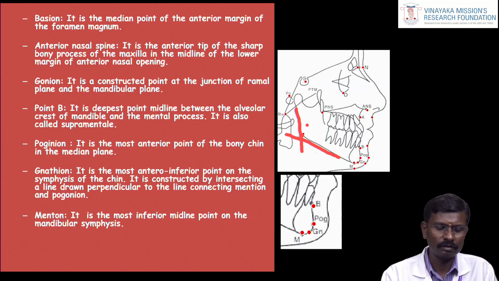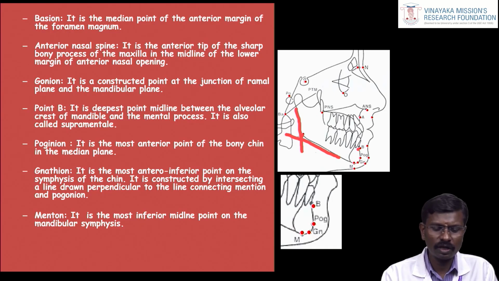That point on the bony prominence, you can mark as gonion. And the point B is the deepest point in the midline between the alveolar crest of the mandible and the mental process. This is the point B. It is also called the supramentale. This point B represents the mandible. Point A represents the maxilla and point B represents the mandible.